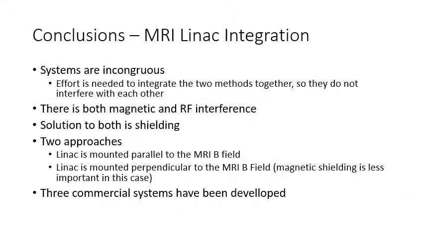To conclude the MRI linear accelerator integration discussion, there are important difficulties in integrating the two devices since the systems are quite dissimilar. There is both magnetic and RF interference. Both types of interference can be removed through shielding. Two approaches have been tried with commercially available systems, one where the magnetic field and the linear accelerator are placed perpendicular, and one where they are placed in parallel. For the perpendicular systems, there are also effects on dose distribution in the patient, but these effects are not present for the systems where the magnetic field and linear accelerator are placed in parallel.